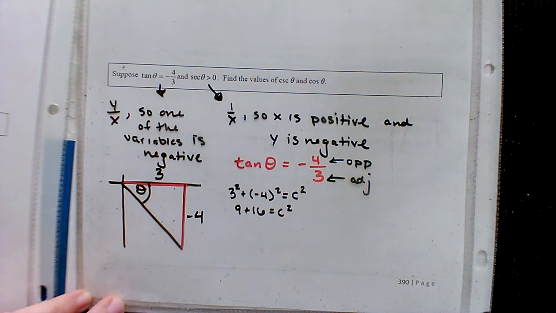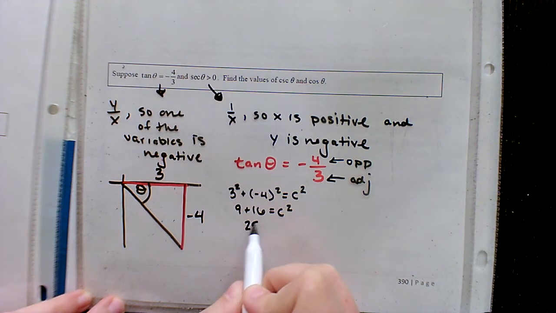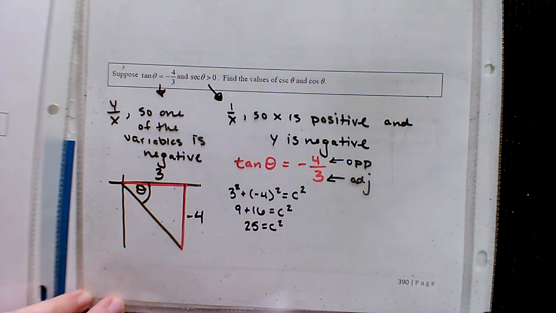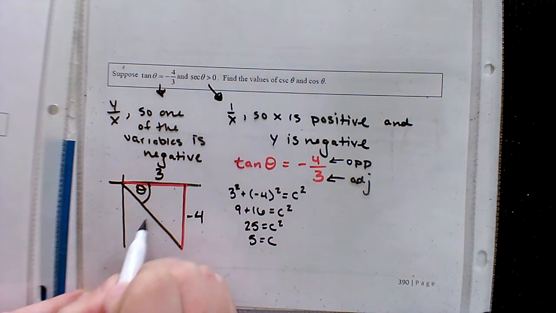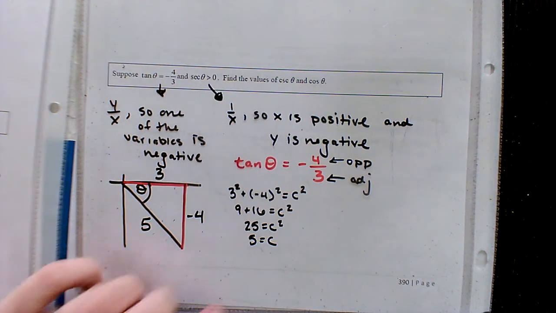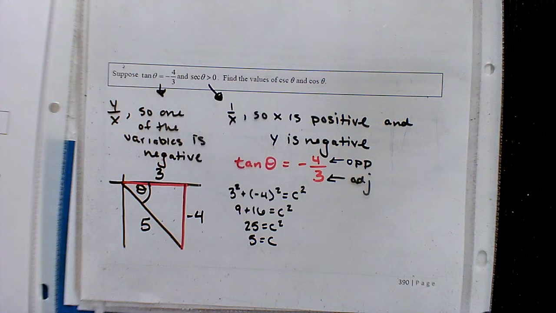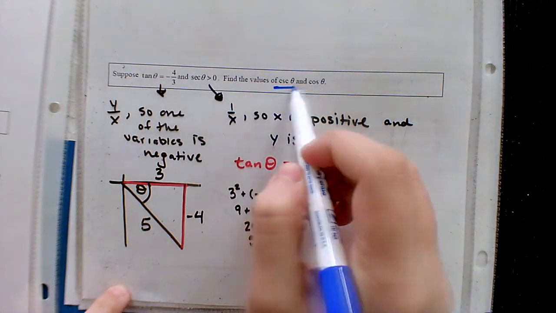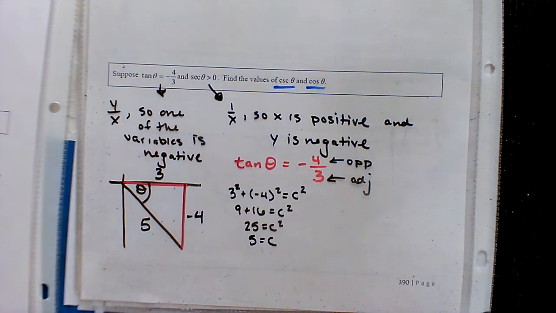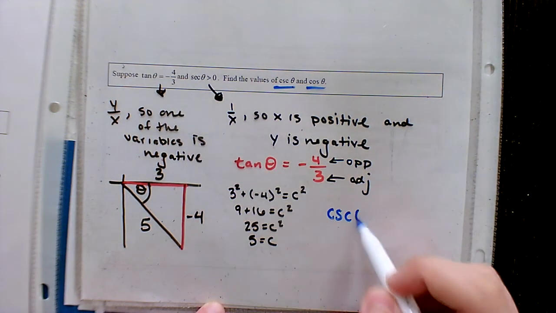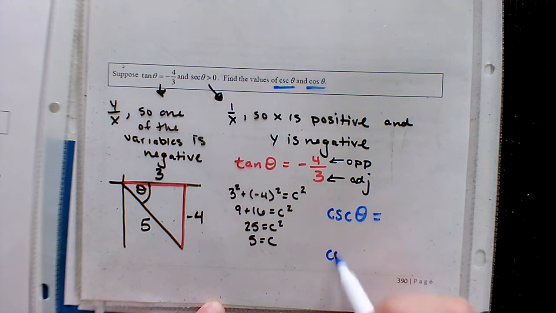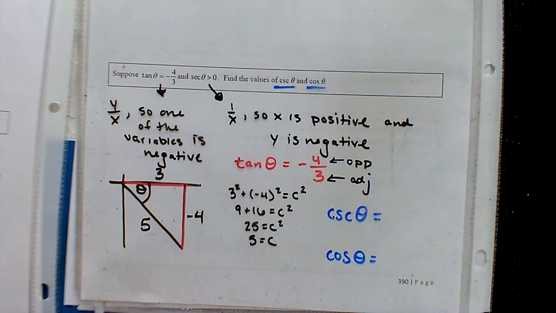So 3 squared... All right, we'll get c squared is 25. So c, our hypotenuse, would be 5. Now that we have all 3 sides labeled, we could figure out all trig values if we wanted to, but again, they only want us to figure out those 2.